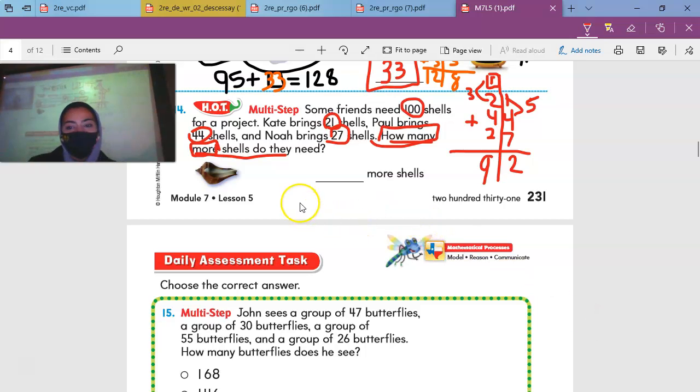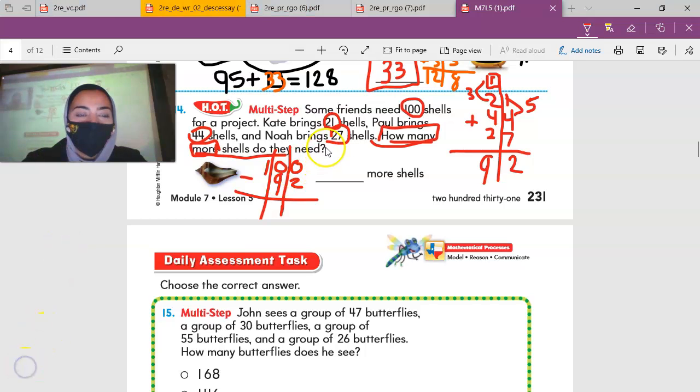Now they need 100. So we need to do 100 take away how many they brought. Take away 92. Now prepare your minds to be blown, because they will be. Before that happens, I'm going to give you a minute to write this down. Okay, now in the ones place, 0 take away 2. Can you do that? No, you have to go to the tens place. You knock on the door. Yes? Can I have a 1? No. Look, I'm just as broke as you are. We're both a 0. Oh no.